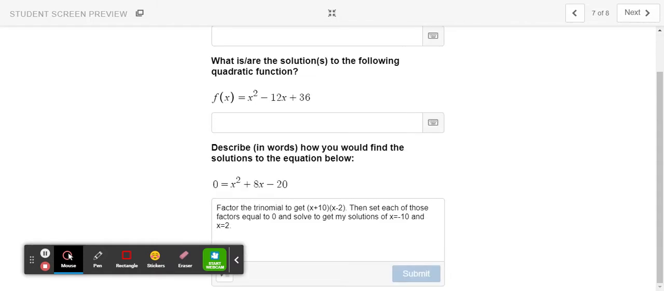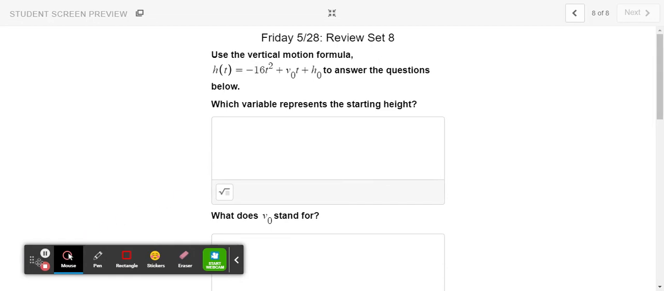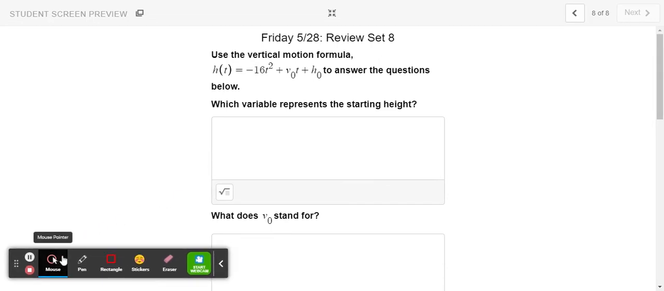All right, and that is on those. So let's go ahead and jump to our last review set of this review slides. Review set 8 is all about the vertical motion formula. So these are those word problems we did throughout the course of the year. The vertical motion formula is h of t equals negative 16 t squared plus v sub 0 t plus h sub 0.